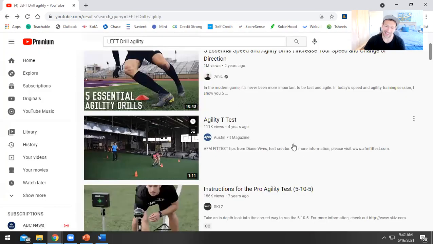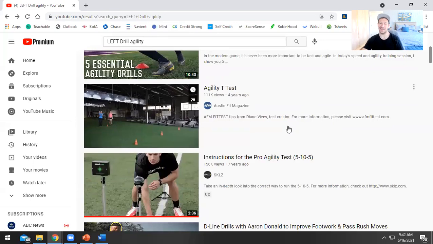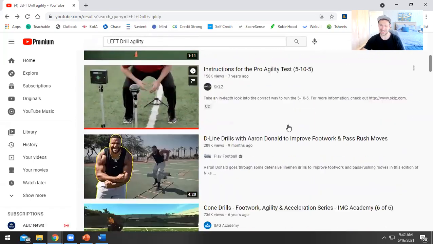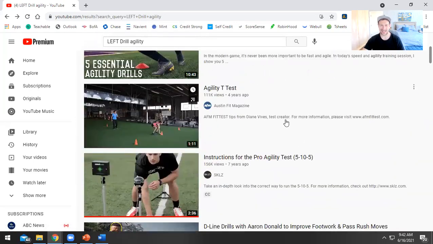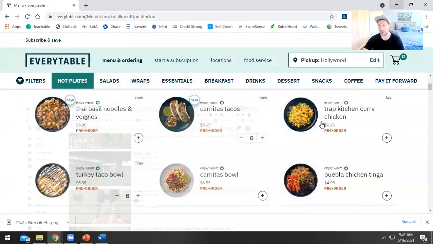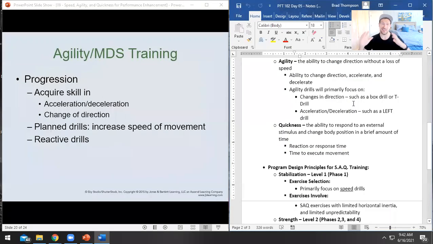All right. So that is the agility. That's our agility T drill. That's also a really good one. Again, you would not do it that slow, nor would you take pauses at all. Pausing is literally the antithesis of agility. Do not pause. You want to move as fast as possible. So you wouldn't do it that way. You would sprint it as hard as possible.